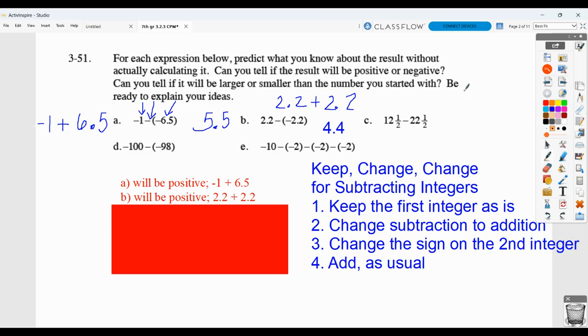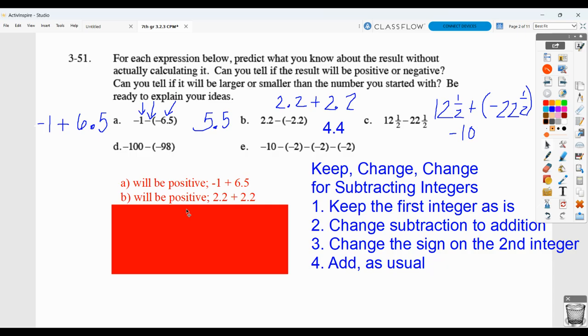And then here, keep your 12.5 as it is. Change your subtraction to addition. Change the sign on the second integer. Right now, it's 22.5. 22.5 is considered positive, so we're going to make it negative. So we're going to end up with 12.5 plus -22.5. Since they have opposite signs, we're going to subtract them, which will be 10. Is that going to be negative or positive? Well, 22.5 is pulling harder in a negative direction than 12.5 is in a positive direction, so it's going to be negative 10.